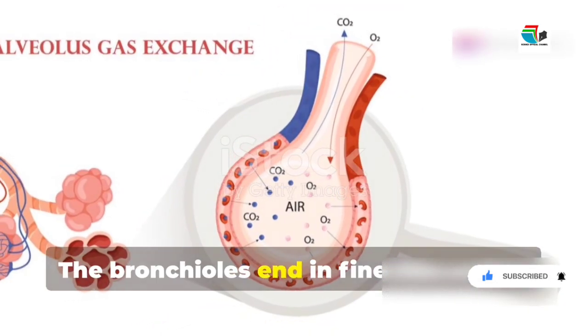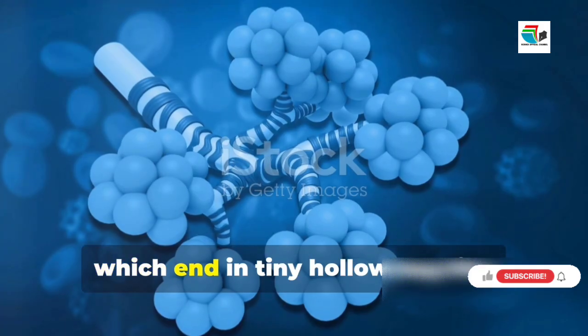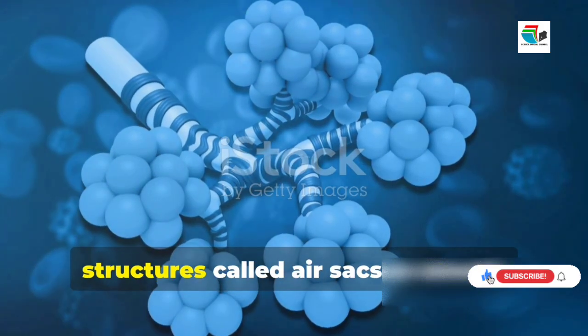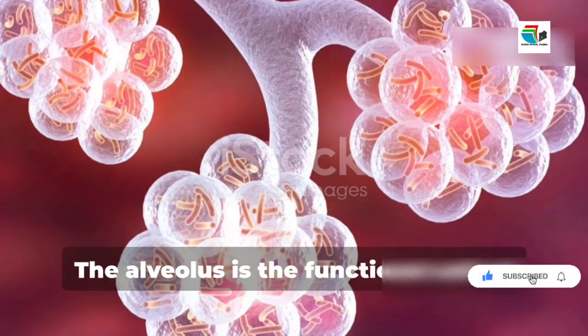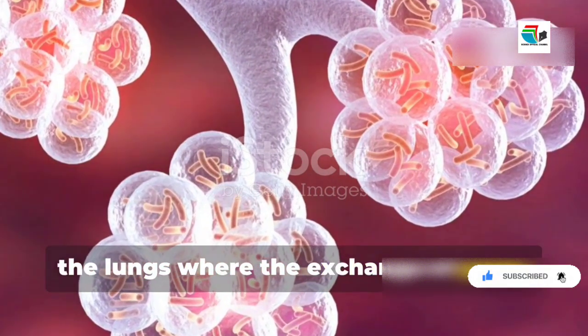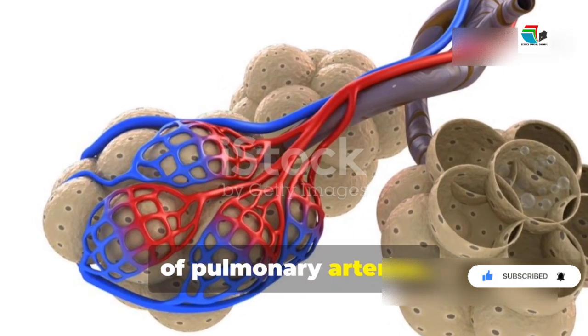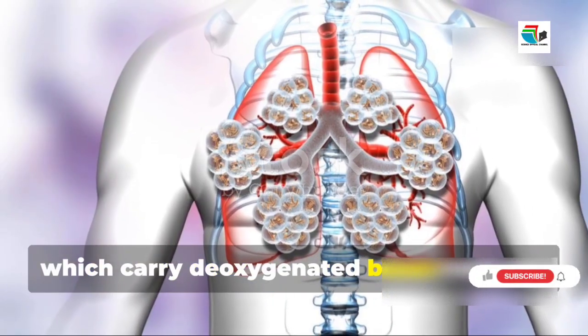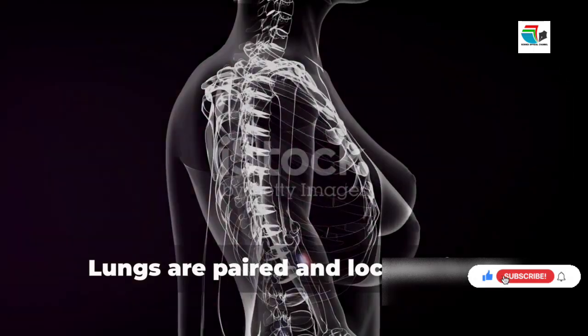The bronchioles end in fine, thin-walled tubules called alveolar ducts, which end in tiny, hollow bag-like structures called air sacs or alveoli. The alveolus is the functional unit of the lungs where the exchange of gases takes place. They are surrounded by blood capillaries of pulmonary arteries, which carry deoxygenated blood from the right side of the heart, that is, from the right ventricle.